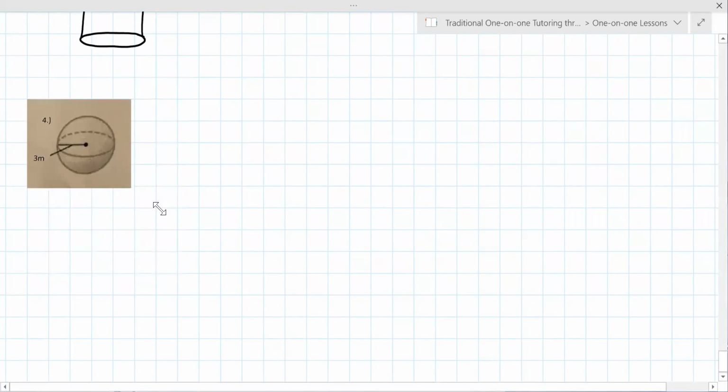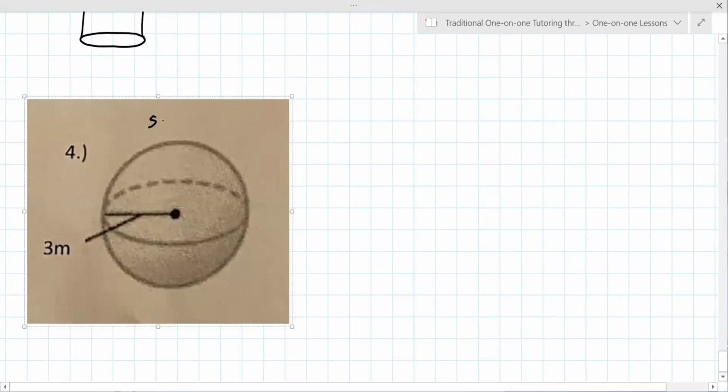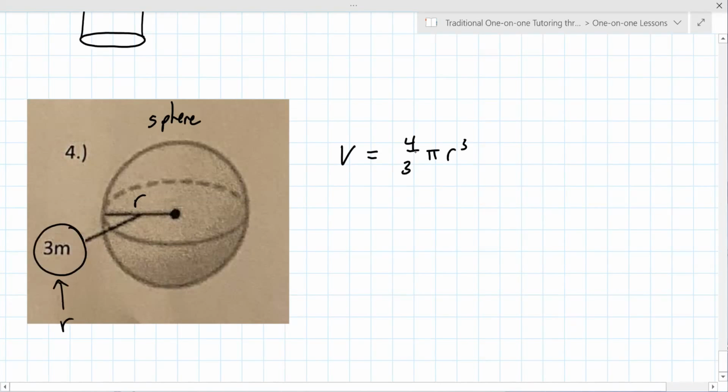So this one looks like a sphere. It looks like a basketball. So the volume of a sphere is 4/3 pi r cubed. R is the radius. This is r right there. So r equals 3. You put 3 into this equation. So volume is 4/3 pi 3 cubed. So I put 3 in for r in the equation.